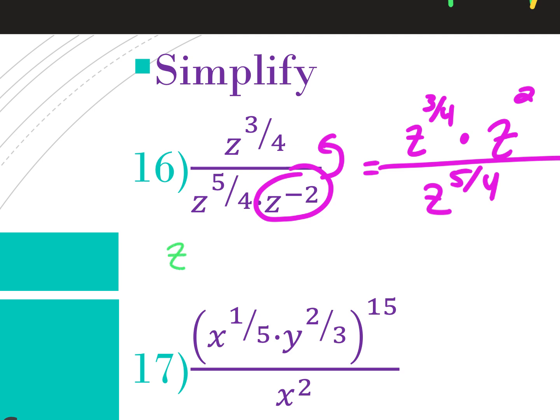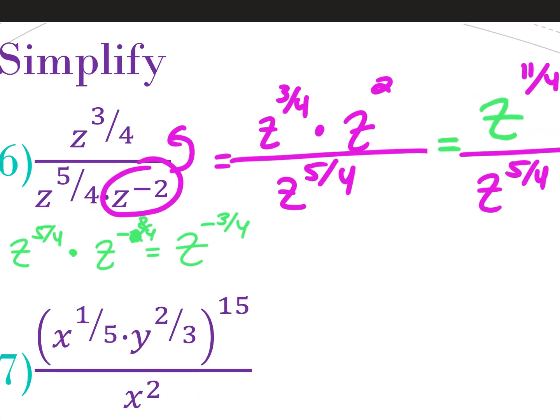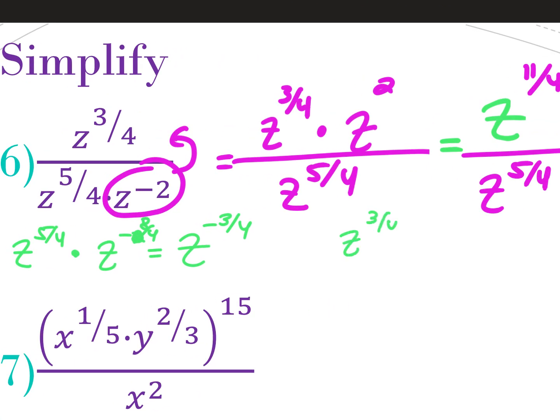Now, again, when we started this problem, some of you might have said, wait a second, can't I just say z to the 5/4 times z to the negative 2, and since we're multiplying, add the exponents, right? What's 5/4 plus a negative, remember this was 8/4, right? What would that give you? Negative 3/4, so you just go from there. So this would be negative 3/4. So you would have had z to the 3/4 over z to the negative 3/4.